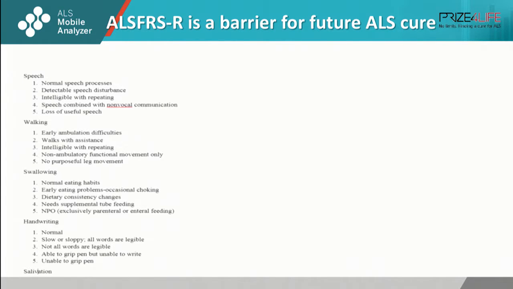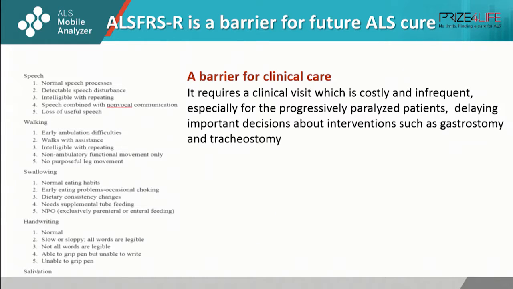So you can see here an example of the ALS-FRS questionnaire, a very subjective pen and paper questionnaire. And we defined it as a barrier for a future ALS cure. It's a barrier from the clinical care and patient's perspective, since it requires clinical visits, which are very infrequent as patients become paralyzed. And therefore, it delays important decisions about clinical intervention. And we know that in ALS, in most cases, clinical interventions are done too late.